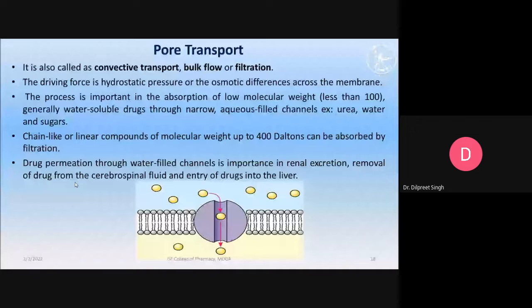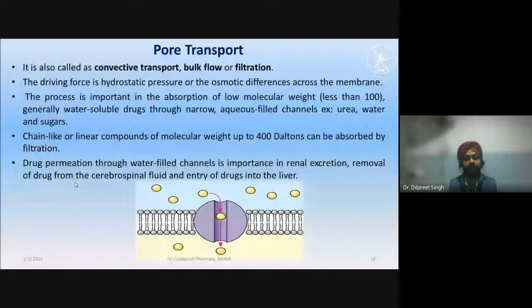Convective transport, bulk flow, or filtration. The driving force is basically hydrostatic pressure, the pressure exerted by the osmotic differences across the membrane in a particular cell. The process is important in the absorption of low molecular weight drugs. The low molecular weight drugs have a molecular weight of around 100 to 500 daltons, and they are hydrophilic in nature, meaning they are water soluble.